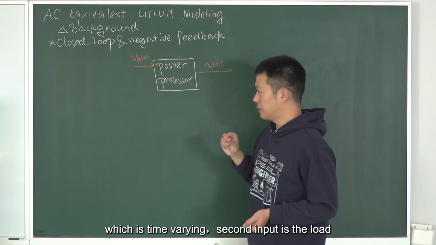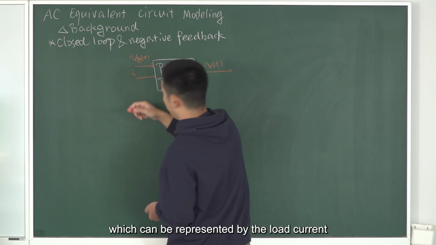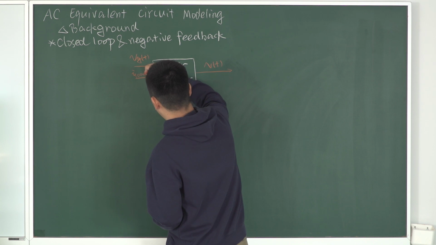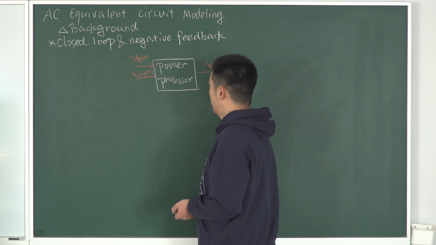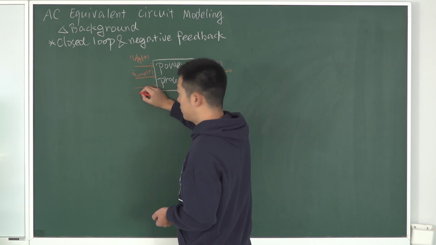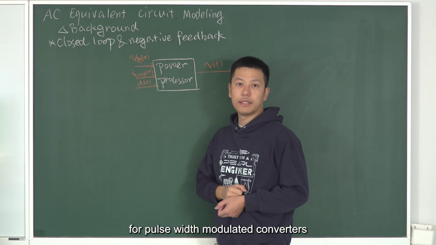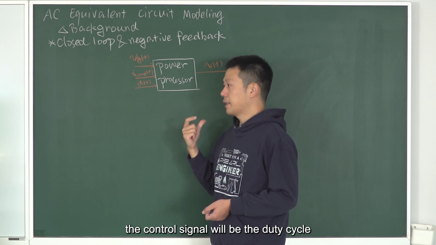The second input is the load, which can be represented by the load current. So the load can be changing all the time. And the third one is the control input. For pulse width modulated converters, the control signal will be the duty cycle.